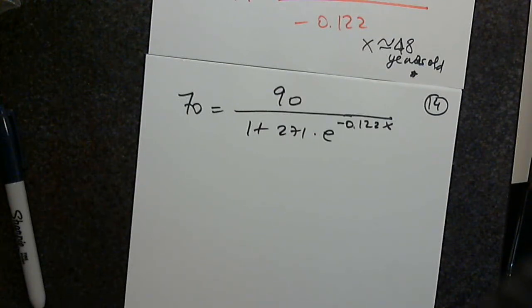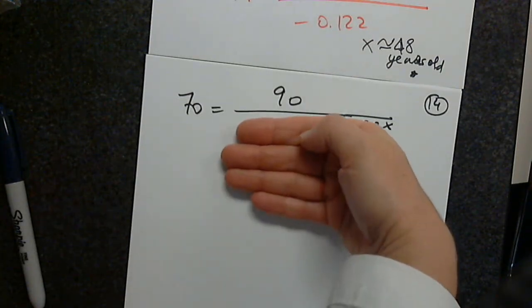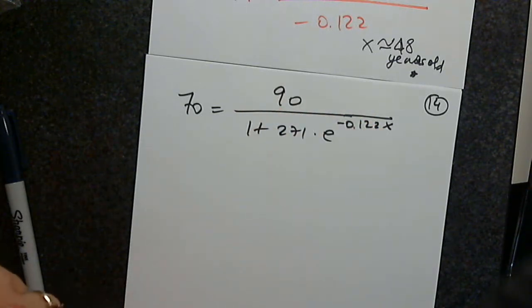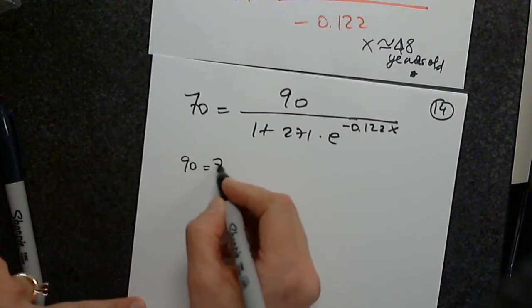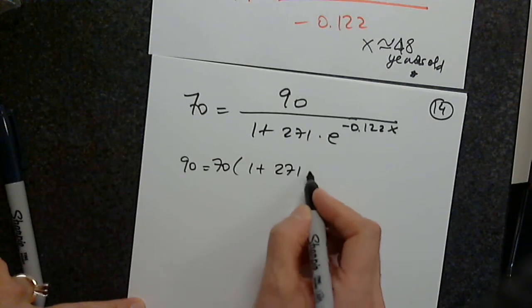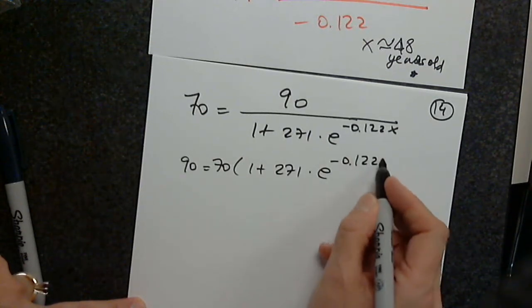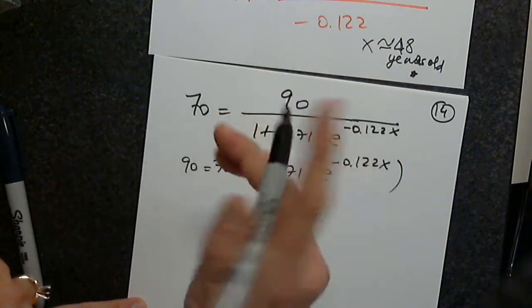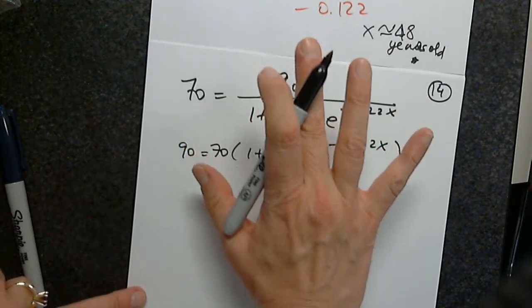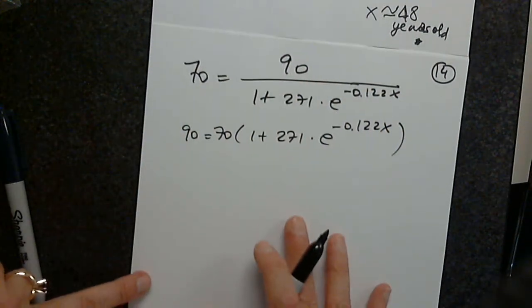Okay, ready? So first I see a proportion, so I cross multiply. So I get 90 equals 71 plus 271 times e to negative 0.122x. There is a way of adjusting that, but I don't recommend that. Okay, I think it's better if we go through the steps again.